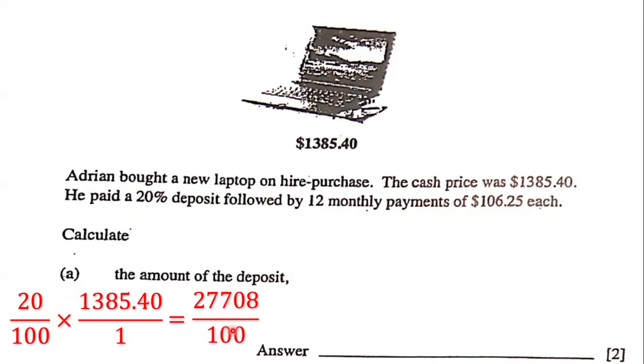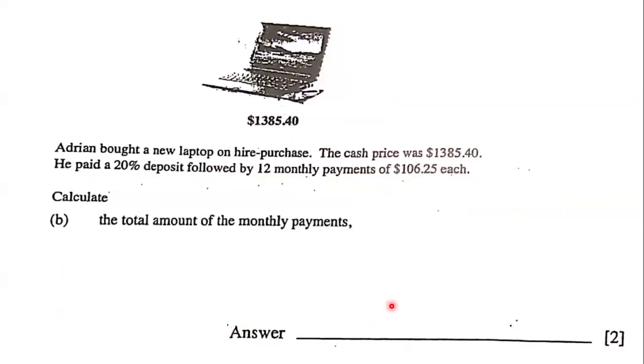Next, we divide these two numbers. And when we divide them, we get $277.08. And so that means that the amount of the deposit is $277.08. Next, our goal is to calculate the amount of the total monthly payments.